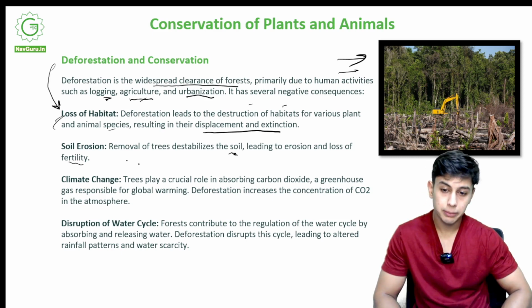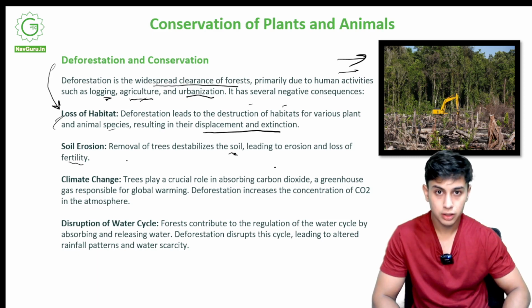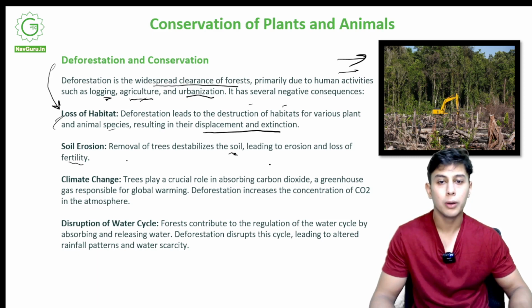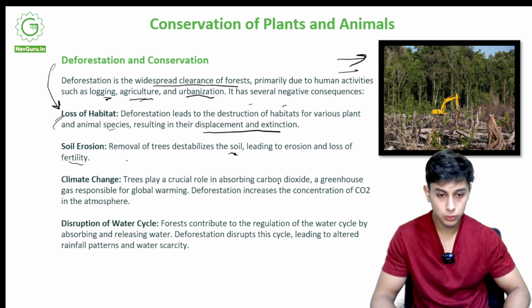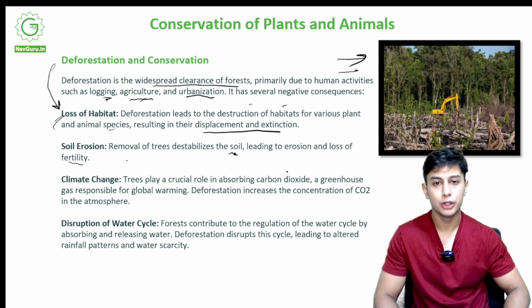Climate change. What is climate change? Trees play a crucial role in absorbing carbon dioxide. Photosynthesis, we all know plants absorb carbon dioxide. Now if there are no trees, there will be an abundance of carbon dioxide in the air, and we do not take in carbon dioxide, we give out carbon dioxide. Carbon dioxide is not good for humans, it is a toxic gas if it is in abundance.